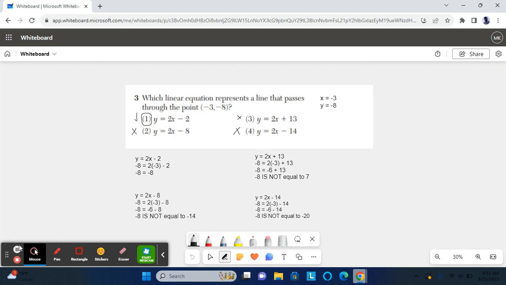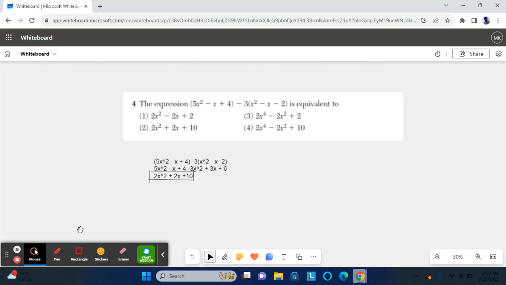Let's move on to the next question. For number 4, it says the expression 5x squared minus x plus 4 minus 3 times (x squared minus x minus 2) is equivalent to. Basically, you have to evaluate the expression, and once you do that, you would get 2x squared plus 2x plus 10. You can see my work down here. You just have to combine like terms and do all that. And you would get 2x squared plus 2x plus 10, which is answer choice 2.